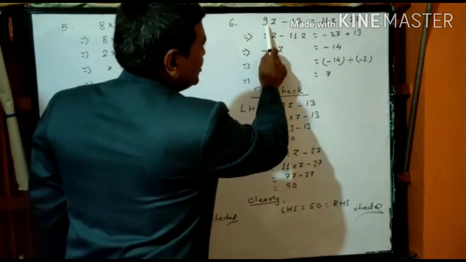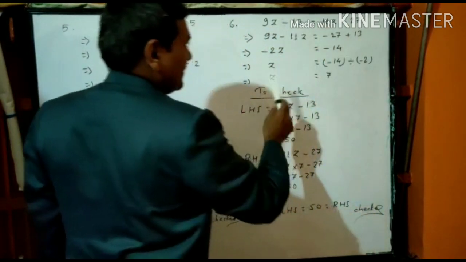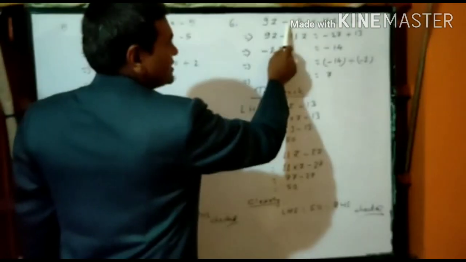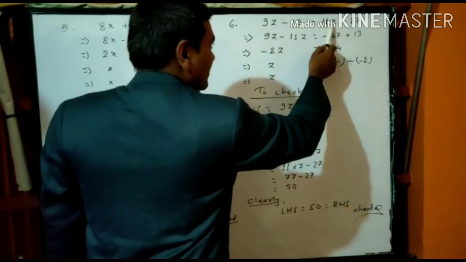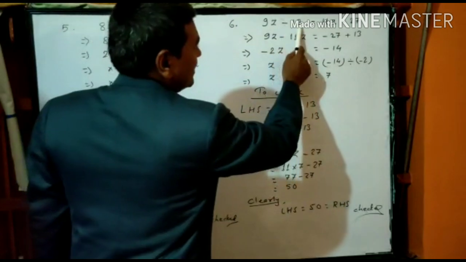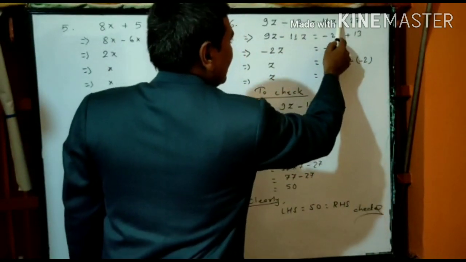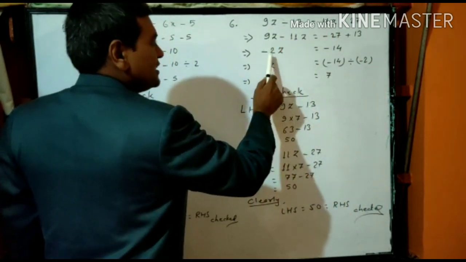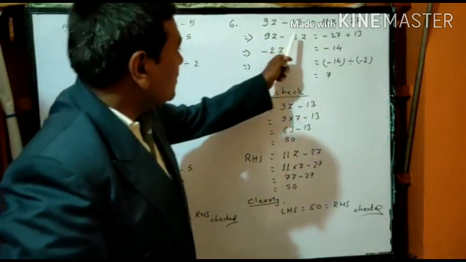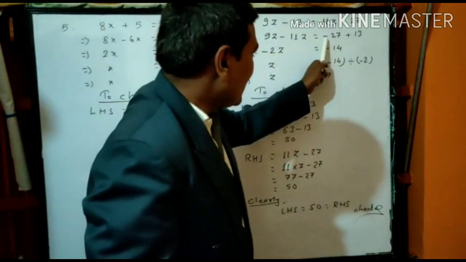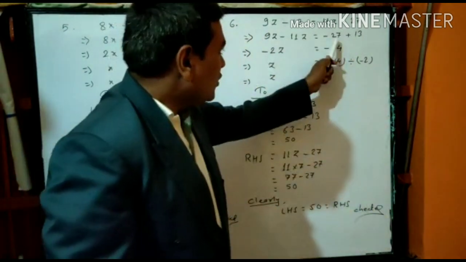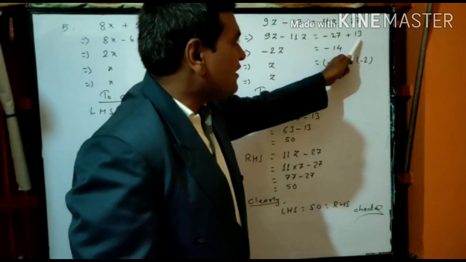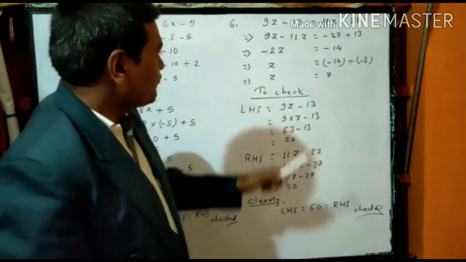Question number 6. 9z minus 13 equals 11z minus 27. Variable, constant. Variable, constant. Take this constant to the right side and take this variable to the left side. Minus 13 will be plus 13 and plus 11z will be minus 11z. Now 9z minus 11z is minus 2z. There are two types of numbers, so there will be subtraction. Here also negative and positive, so there will be subtraction. 27 minus 13 is 14 and the sign of the bigger number. 27 is greater than 13, so this will be minus 14.